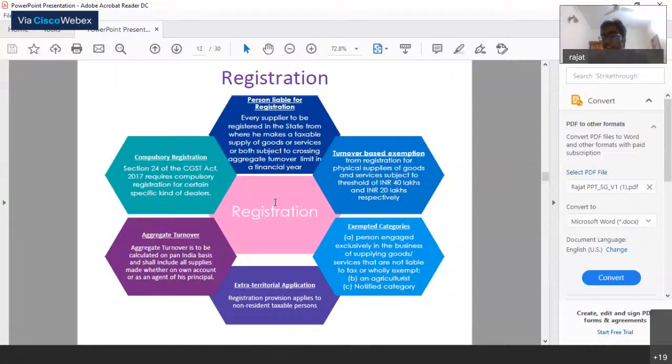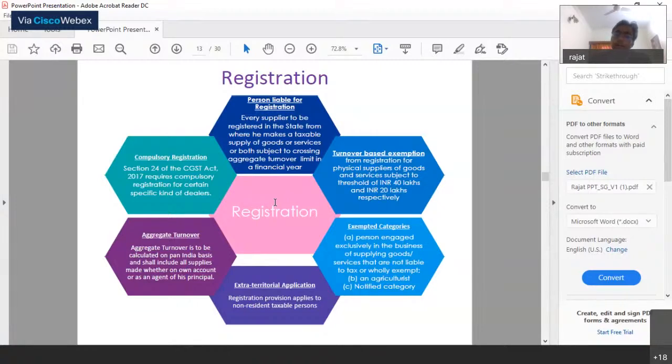Now, when you're covered under the GST, what does it mean? It means that if you cross a particular threshold of turnover, or maybe generally, you might be required to obtain registration under GST. Ordinarily, who is the person who's liable for obtaining registration under GST? Every supplier is required to be registered under the GST in a state from where taxable supply of goods or services is made. Meaning, if I am making supplies from Delhi, I am required to be registered in Delhi, subject to obviously crossing the aggregate turnover limit in a financial year.